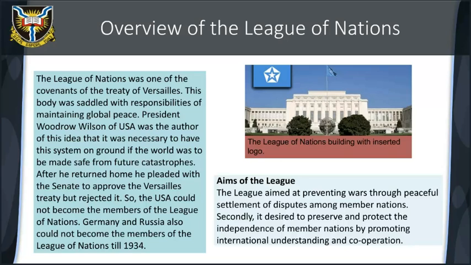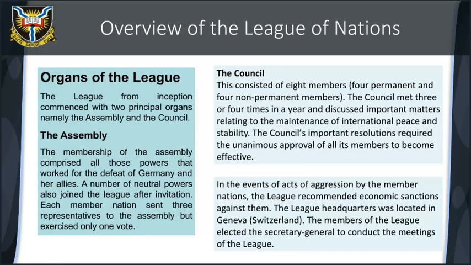Aims of the League. The League aimed at preventing wars through peaceful settlement of disputes among member nations. Secondly, it desired to preserve and protect the independence of member nations by promoting international understanding and cooperation. Organs of the League. The League from inception commenced with two principal organs, namely the Assembly and the Council.